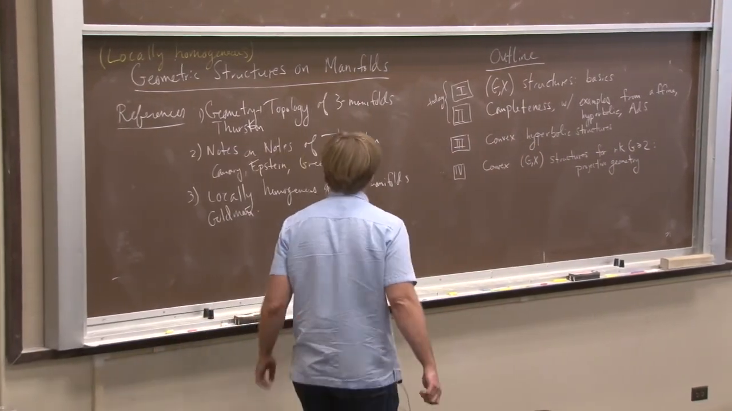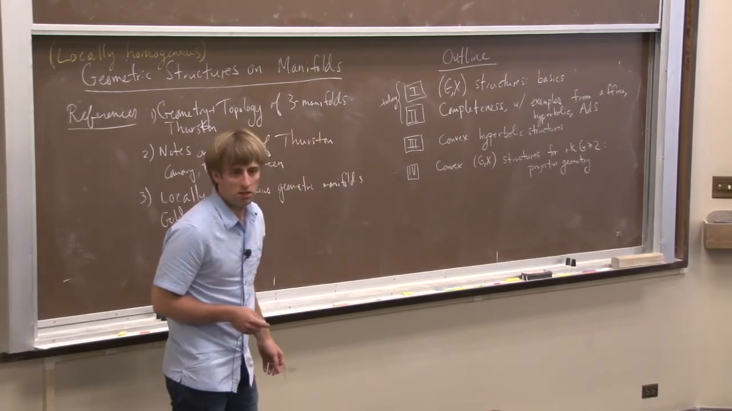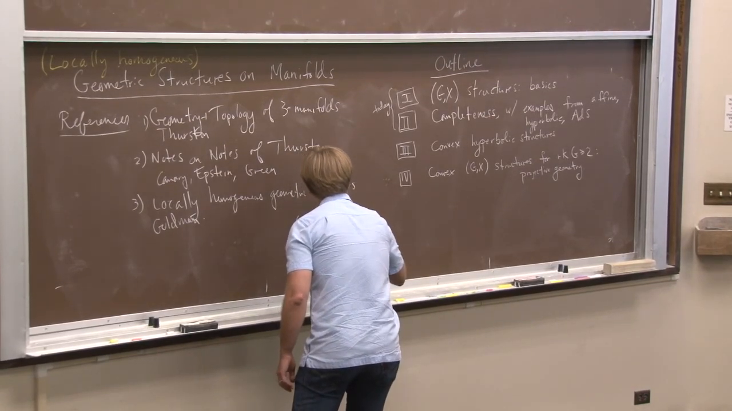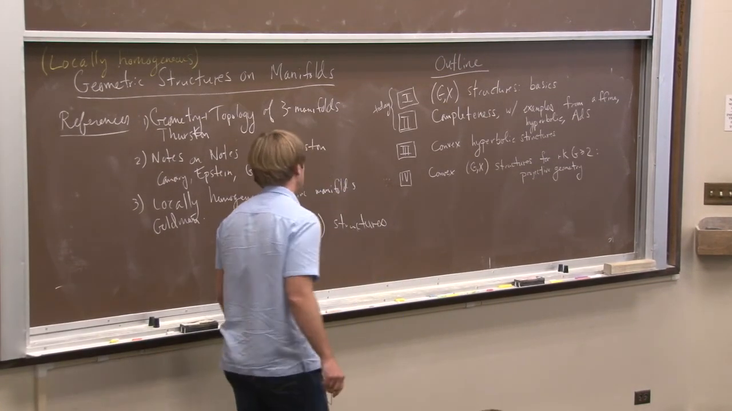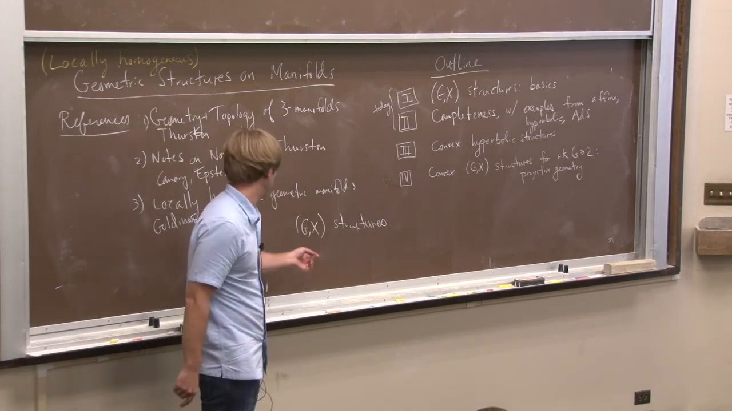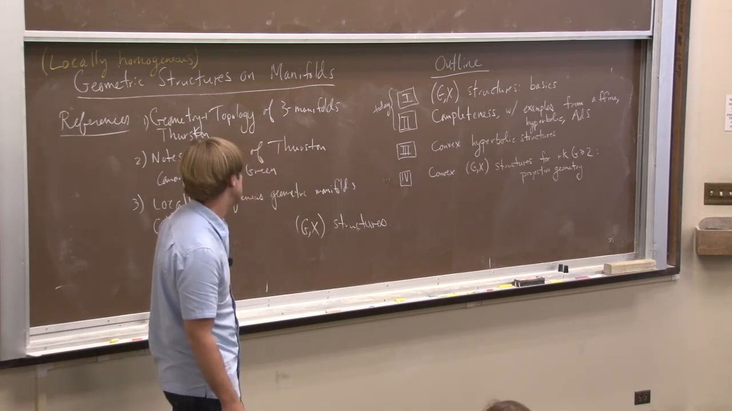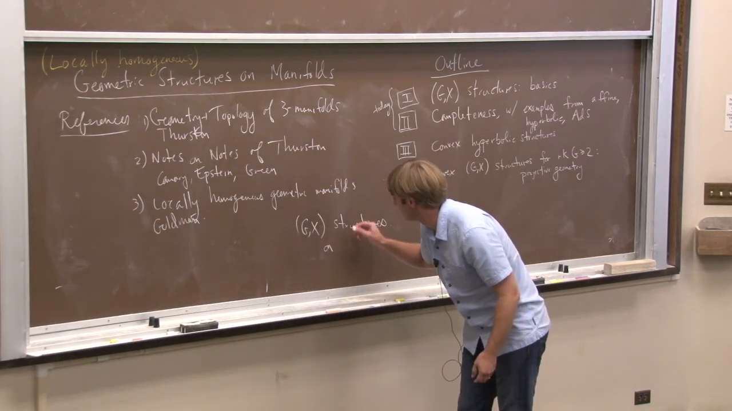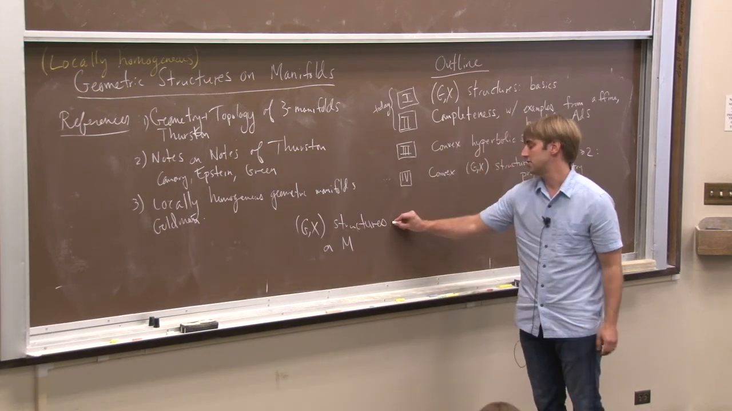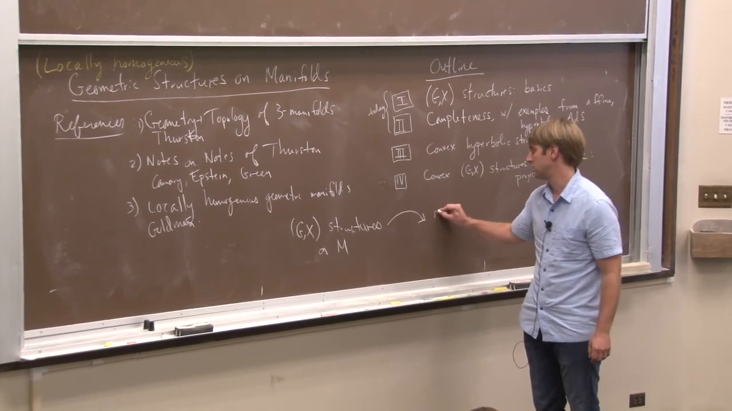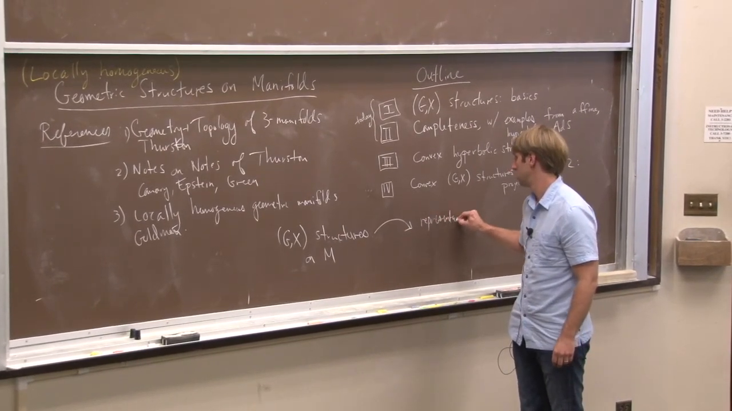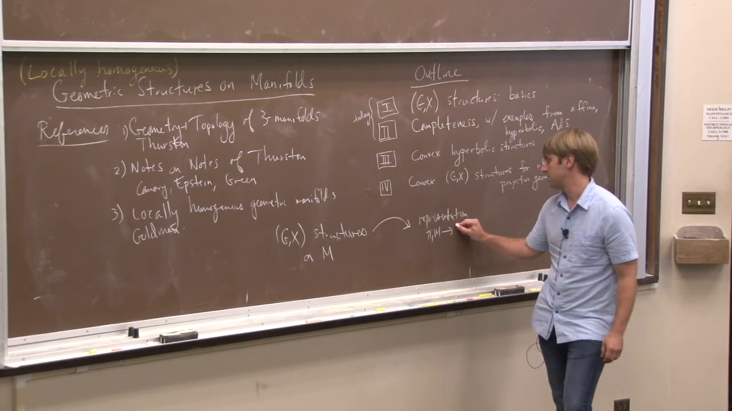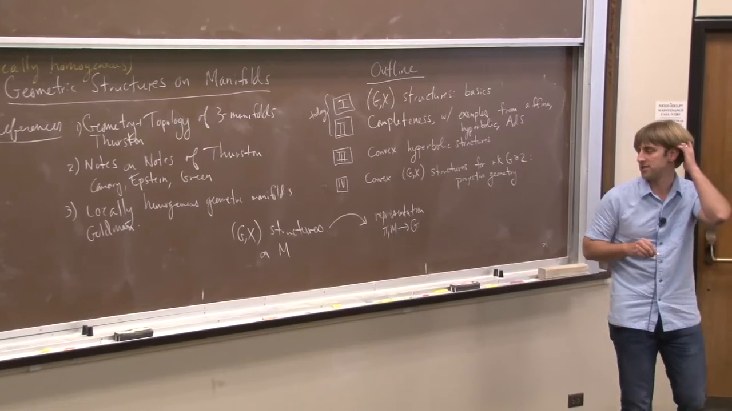Just as a vague overview, there are two things I'll be talking about. There are these geometric structures, where the type of structure will be indicated by a geometry, GX. And to each of those, a GX structure on a manifold M, will be associated a representation of the fundamental group of M into G, called its holonomy representation.